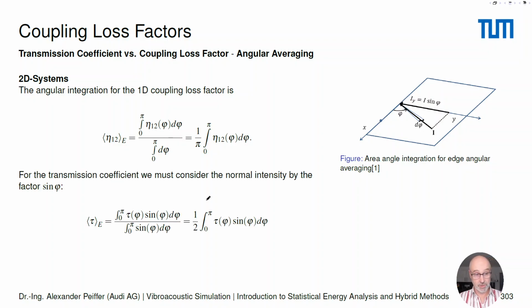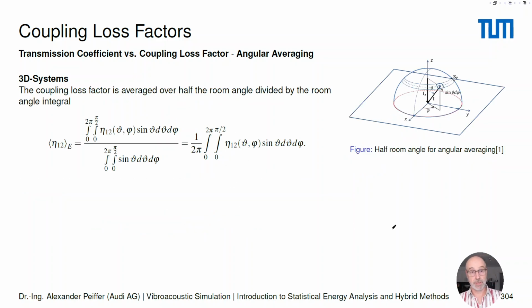For the transmission coefficient, this is slightly different because there we need the normal intensity. This is considered by this factor sine of phi that gives us the normal intensity here, especially if we have a specific angle of excitation or wave impingement. And then you see that you get this expression here, so you have the sine coefficient. It is similar but looks slightly different because now we have the sine expression, which is missing in the coupling loss factor formulation. For the 3D situation, which means an area junction, we have a half volume angle. The situation is the same. We have to use the volume angle.